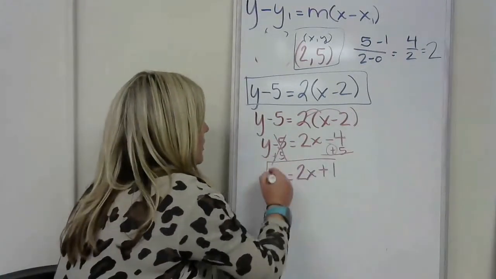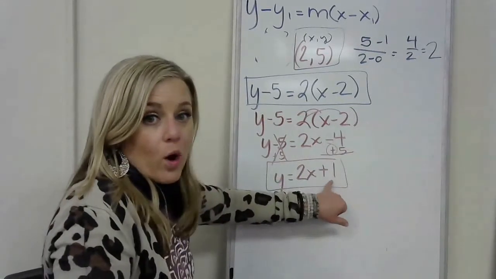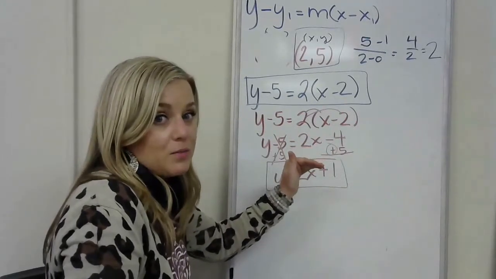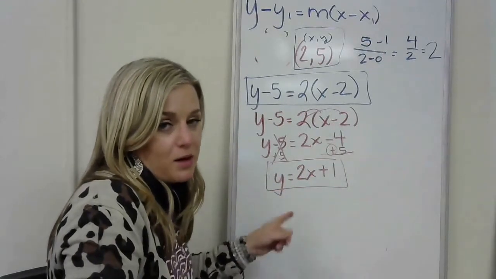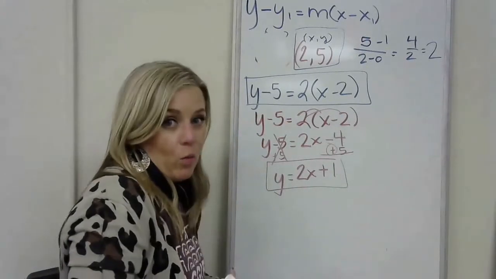So here is our slope-intercept form. The line is going to cross through at 1 on the y-axis, and it's going to go up 2 over 1, or possibly it could go down 2 to the left, because negative over negative is positive. Negative divided by negative is positive. Okay? All right, we have one more example.